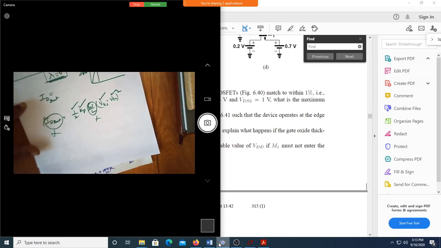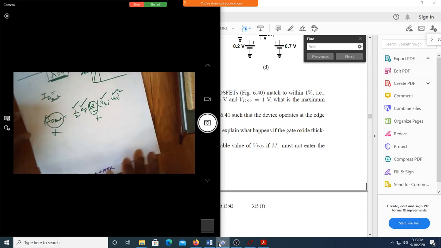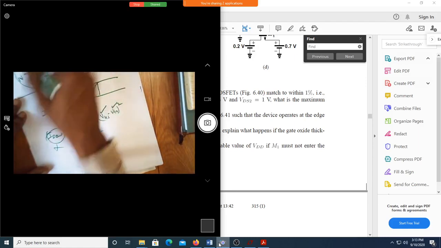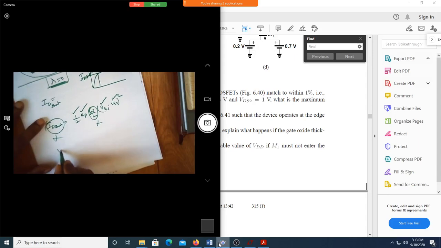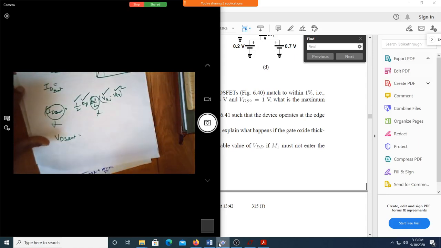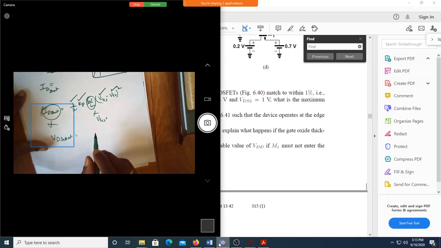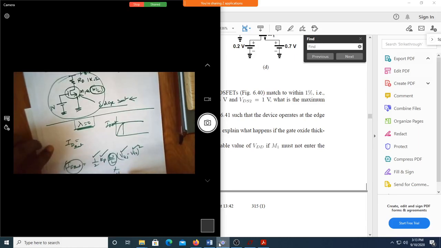Now, it was said that W by L should be such that it is at verge of saturation. Correct? Now, when it is at verge of saturation, in this circuit diagram, what is VDS sat here? For this, what is the value of VGS now? VGS from the circuit? VGS is 1 volt.